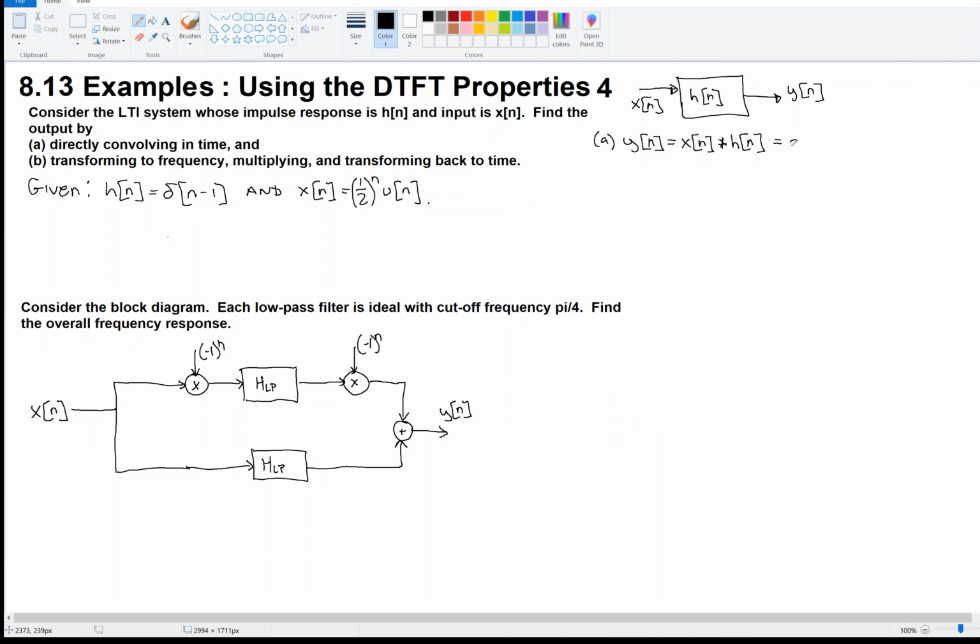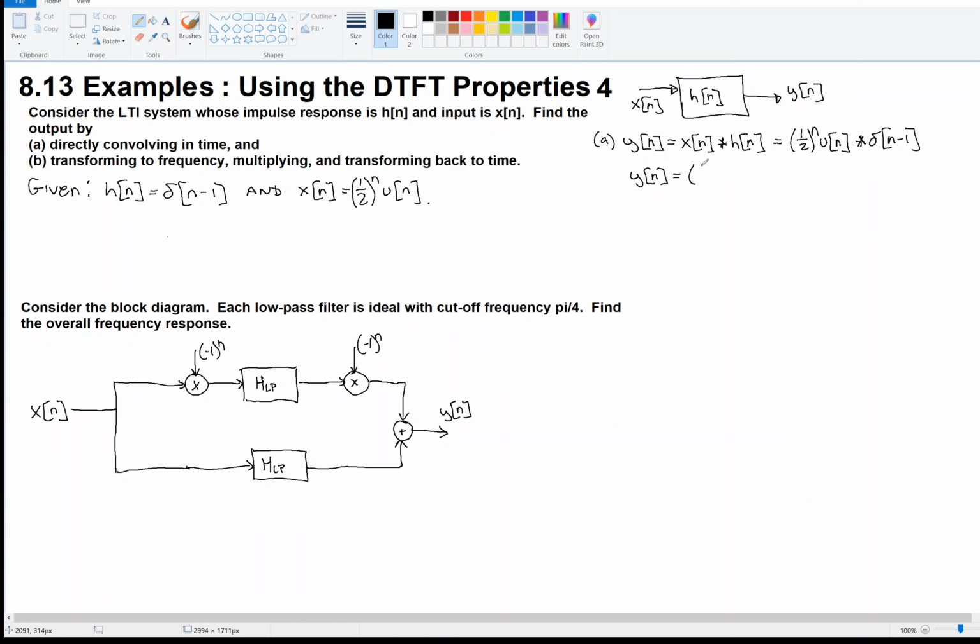We've got the impulse, which is delayed by 1 unit. I guess let me back up. x of n is this 1/2 to the n u of n, and then we're convolving that with delta of n minus 1. Now, the impulse function is your friend when it comes to convolution. It's like the identity. When you convolve something with the impulse, you get back the same thing. When you convolve something with a shifted impulse, you get back a shifted signal. So we can do this convolution very quickly without any diagrams or anything.